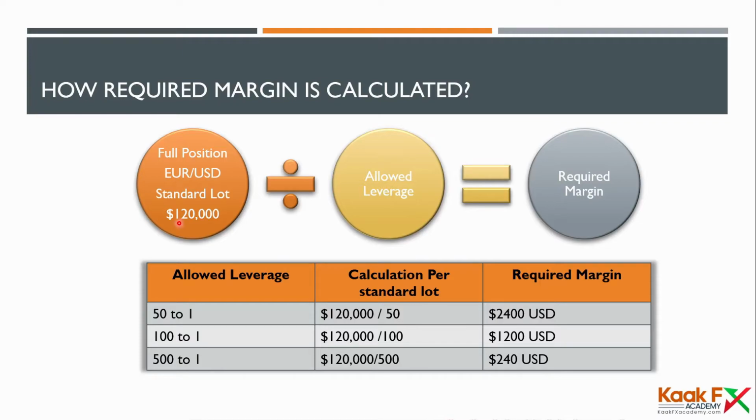Okay, let's take a look at the rest of the calculation. So we calculate the full position size, which is 120,000 for a standard lot, divided by the allowed leverage, and that gives the required margin amount that we have to put up to take that position. Let's take a look at the chart here. If we are using 50-to-1 leverage, it would be 120,000 divided by 50, which is 2,400 US dollars when we are trading the EUR/USD.